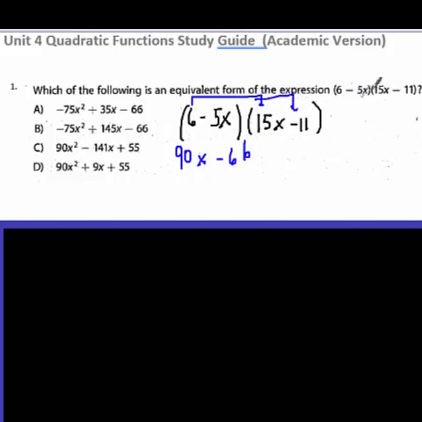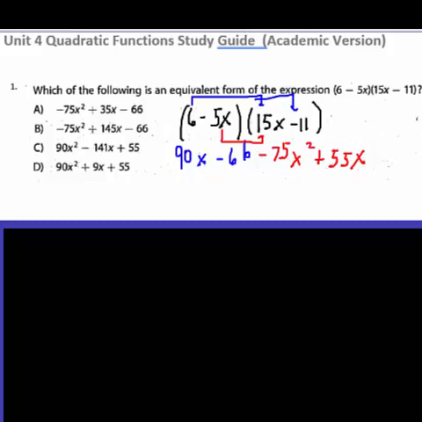And then we're going to take the negative 5x and multiply it by both. Well, 5 times 15 is negative 75x squared. And negative 5x times negative 11 would be plus 55x. Well, let's see. Do I have anything that are like terms now?